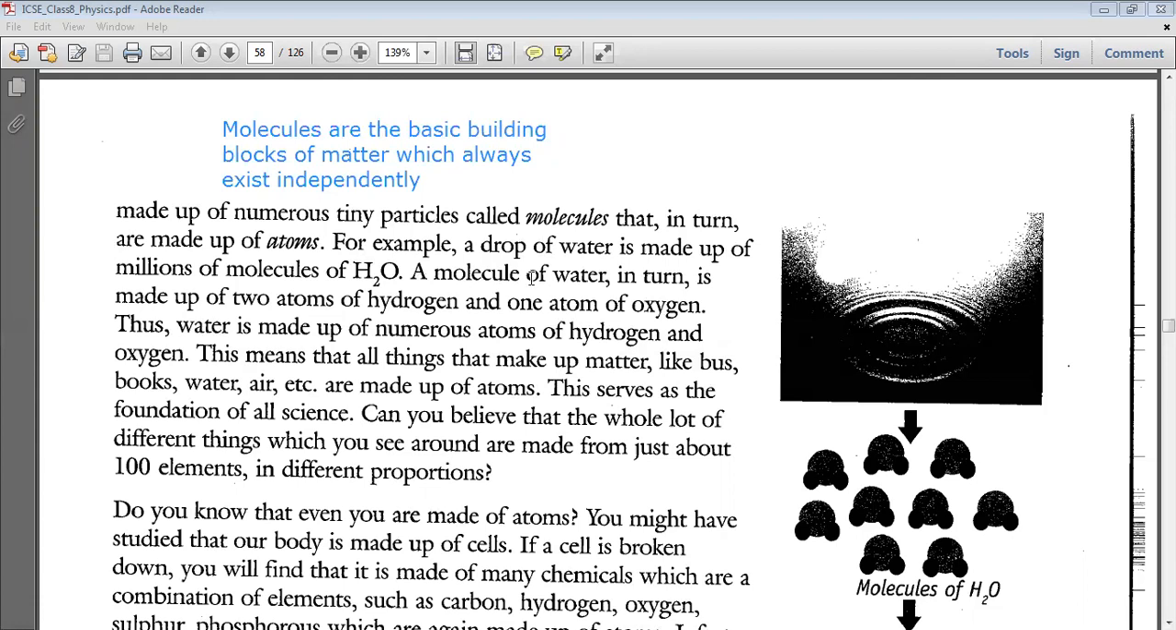Okay, that is the difference between these two. For example, you can consider that a drop of water is made up of millions of molecules of water, H2O. A molecule of water in turn is made up of 2 atoms of hydrogen and 1 atom of oxygen. So water is made up of numerous atoms of oxygen and hydrogen. So this implies that just like the bus, books, water, everything is actually made up of atoms.